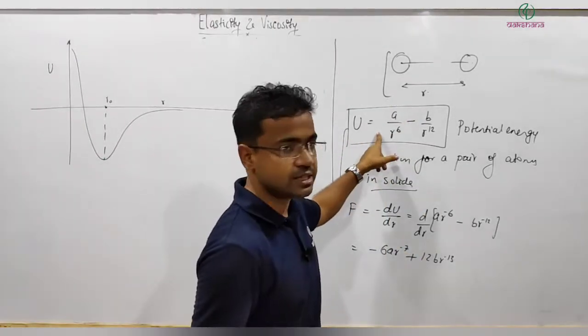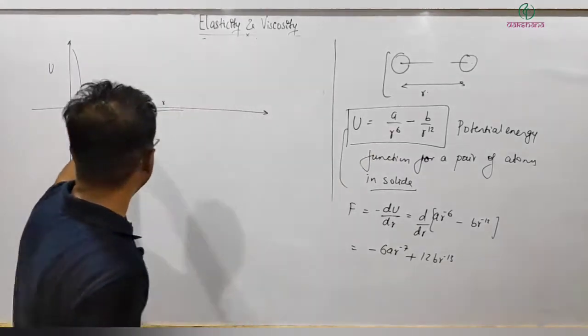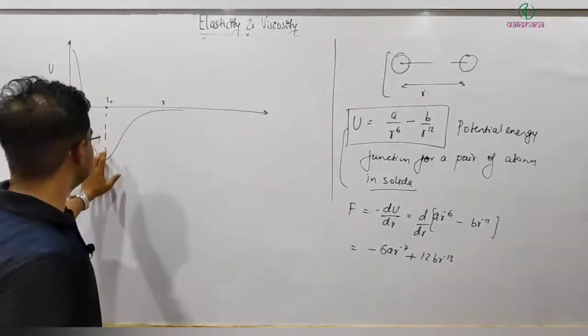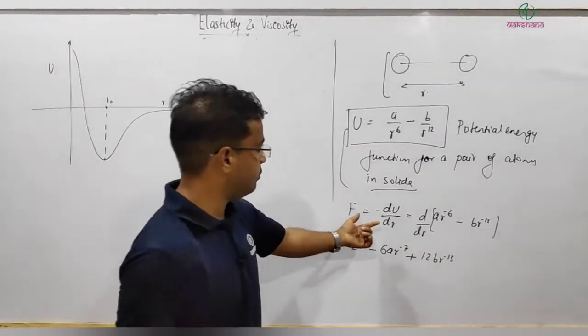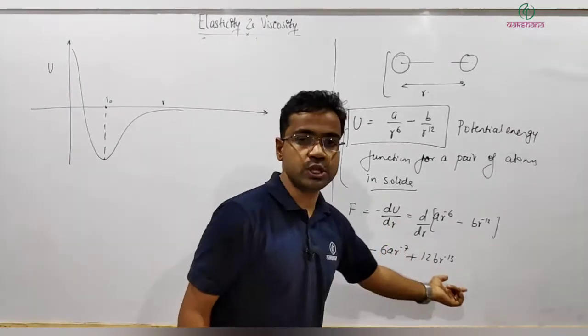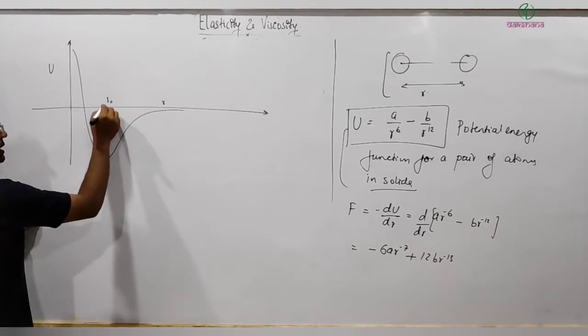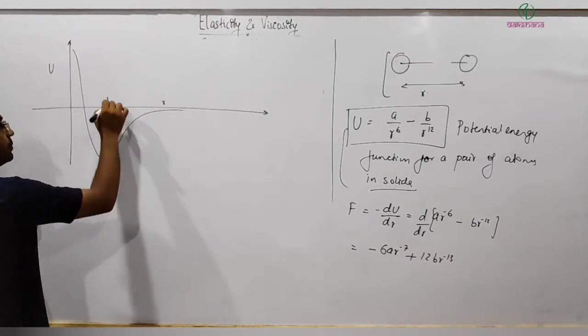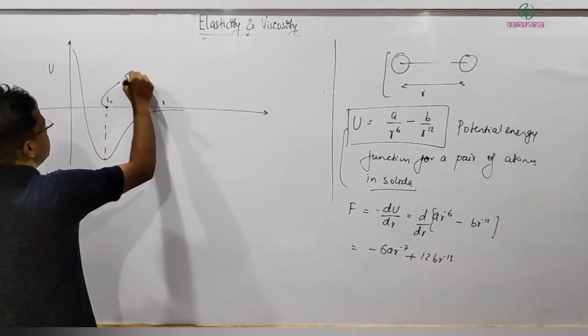The potential energy function is given by this. We can even calculate this R naught. We know that at this point the slope of dU by dr, which is equal to force, will be equal to 0. So at this point, you can write, this is a stable equilibrium.